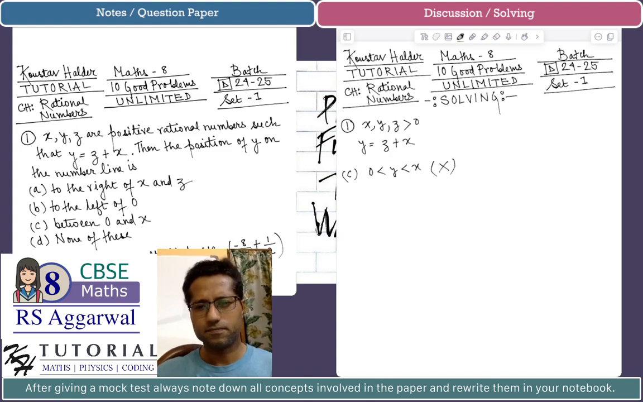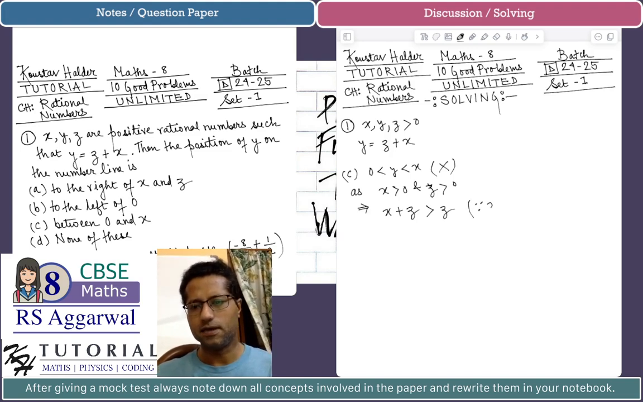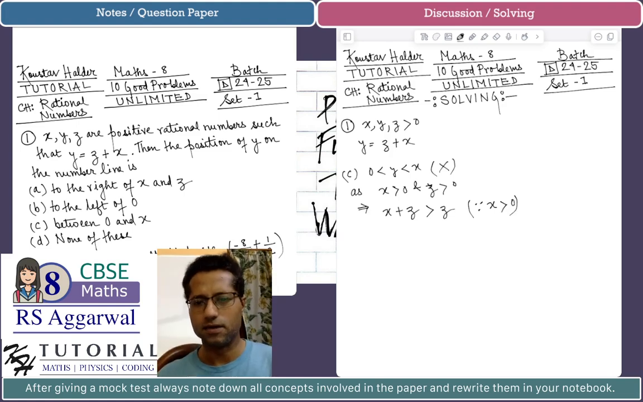It is given that x, it is saying that the choice is y less than x. Now it is given that x greater than 0 and y and z is greater than 0. This will imply that x plus z will be greater than z. We can say why? Because the reason is x is greater than 0. If you are adding some positive number to z, that number has to be greater than z. So we are having x plus z greater than z.